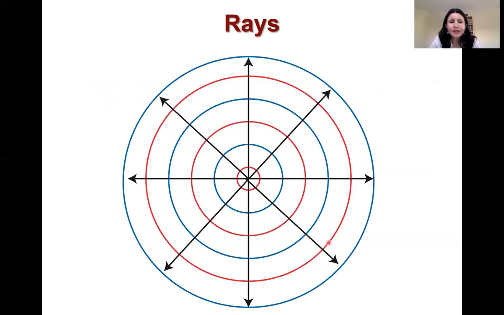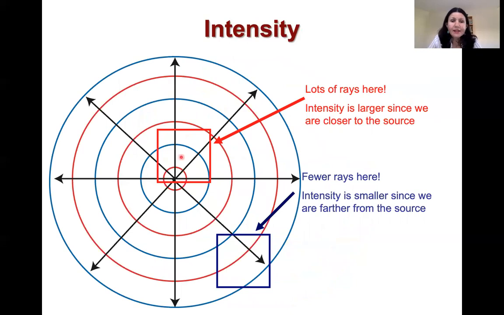Okay. So here's kind of how we would go from a wavefront picture to the ray picture. So remember, let's recall these circles are representing our wavefronts, where the red ones are, let's say, crests, and the blue ones are troughs. So when we draw rays, we draw them perpendicular to these wavefronts, and the rays represent the direction of the wave traveling.